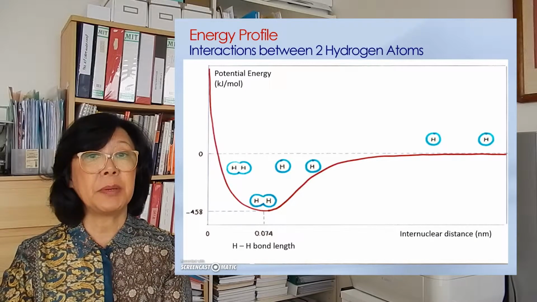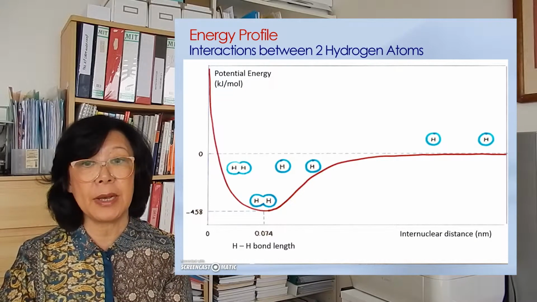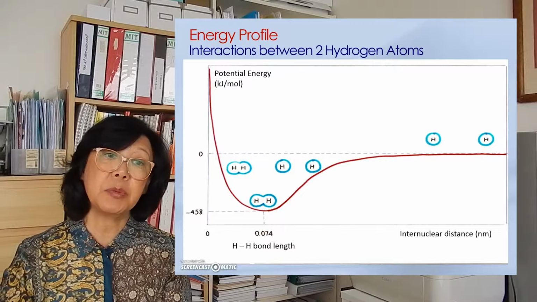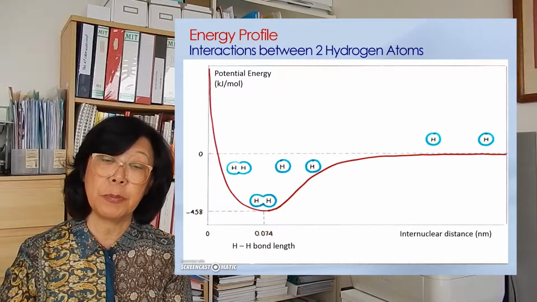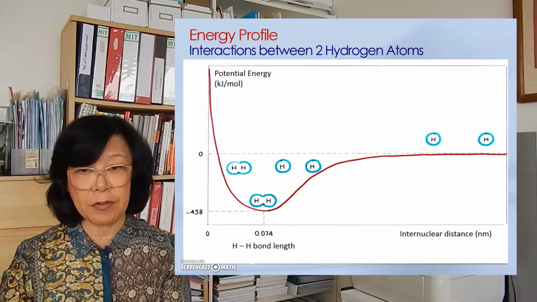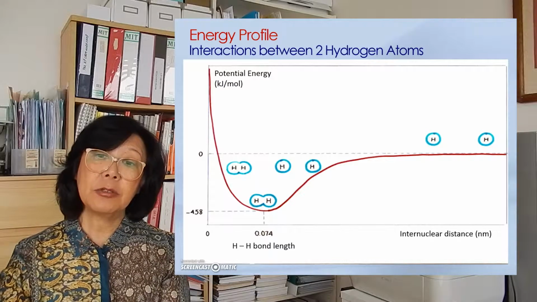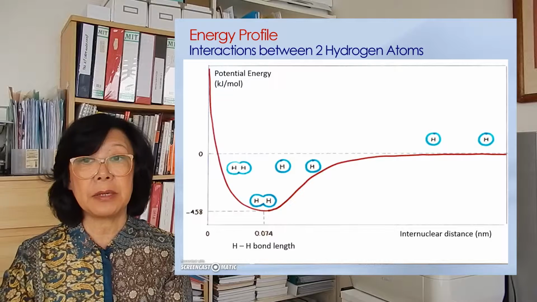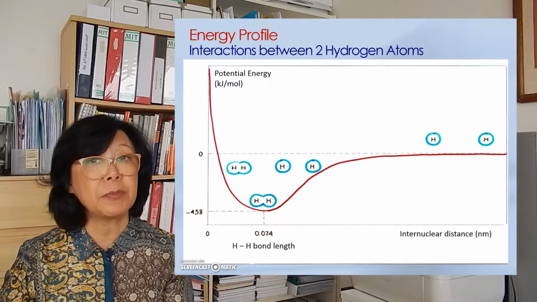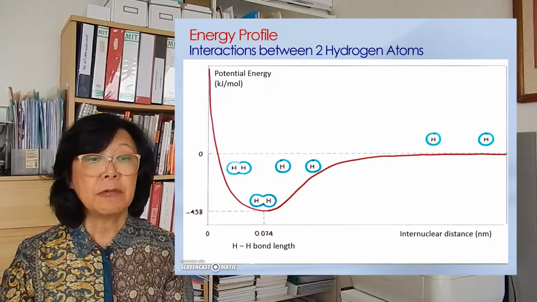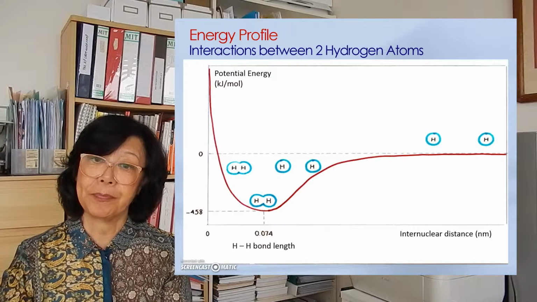Now here's a diagram showing the interaction between two hydrogen atoms. On the y-axis we have potential energy in kilojoule per mole, and on the x-axis we have internuclear distance in nanometers. Looking to the right-hand side, you have two hydrogen atoms being infinitely far apart from each other with no attraction, where the potential energy is zero.